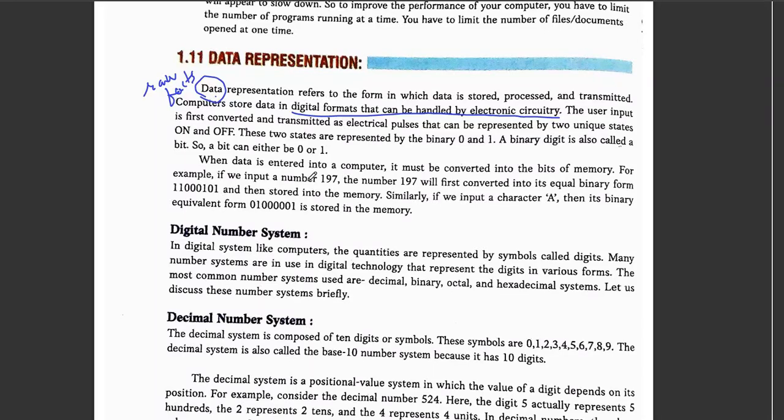If we convert 197 into binary bits, then what will be the output? Then what will be the result? It will be 11000101. And then this number will be stored in the memory.